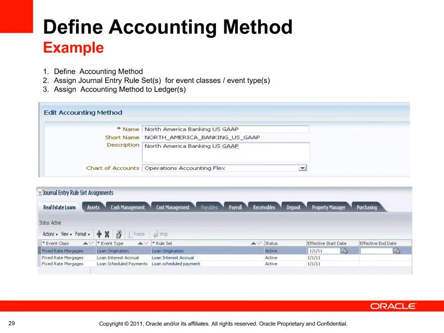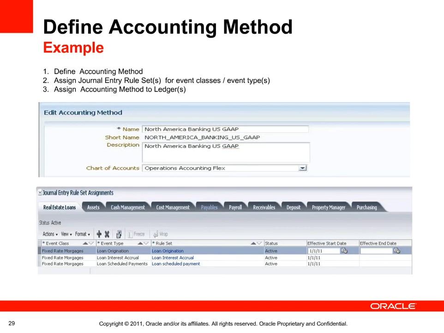When defining an accounting method, assign journal entry rule sets for event classes and/or event types with an effective non-overlapping assignment date. Then assign the accounting method to a ledger. If the accounting method is associated with a chart of accounts, the assigned journal entry rule set must have the same chart of accounts or be generic. When assigning an accounting method to a ledger, you can use accounting methods defined either for that ledger's chart of accounts or without a chart of accounts.